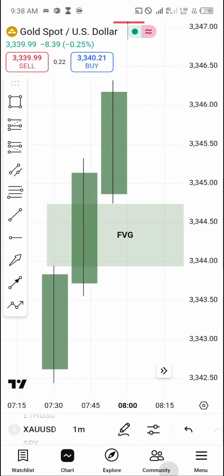Have you ever seen price just shoot off and leave an imbalance behind? That's what smart money traders call an FVG, and today I'll break it down step by step.